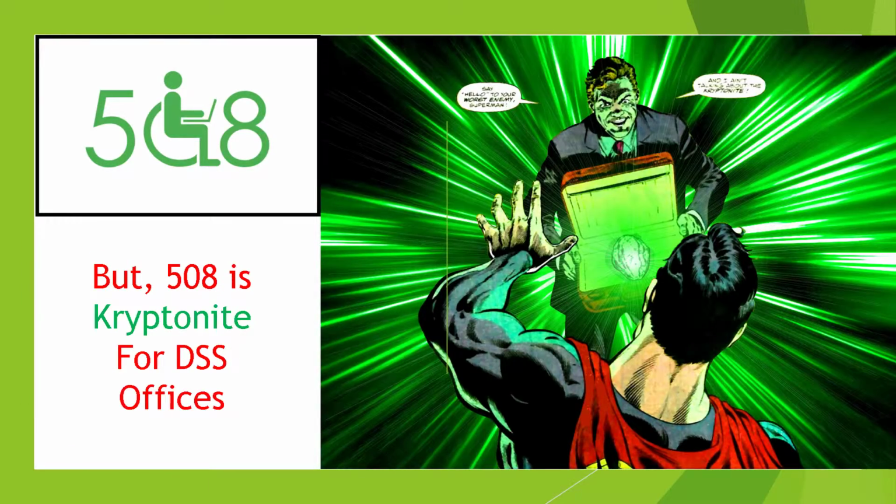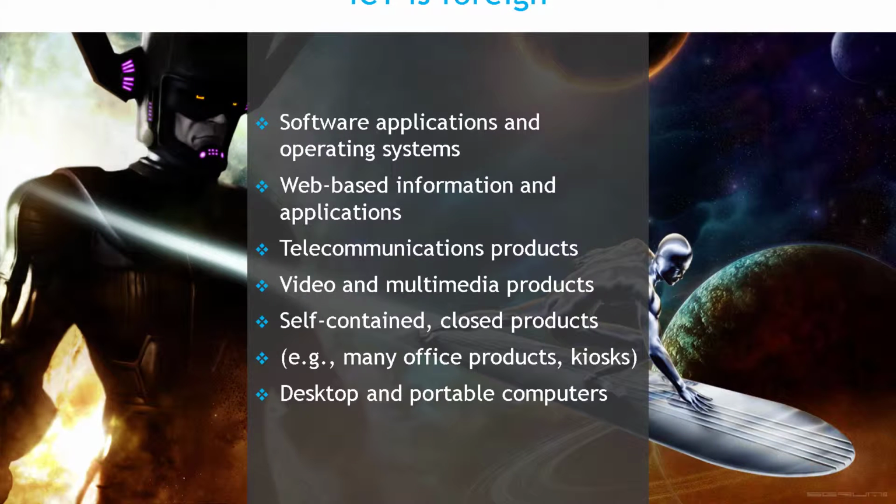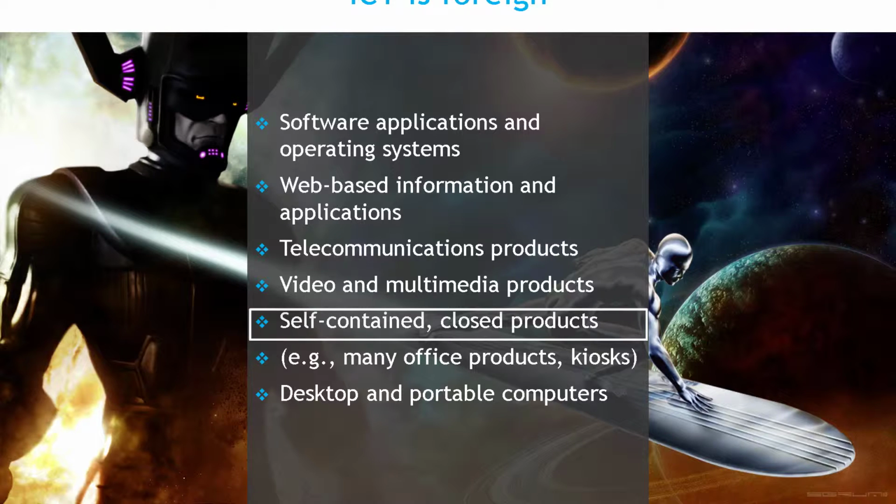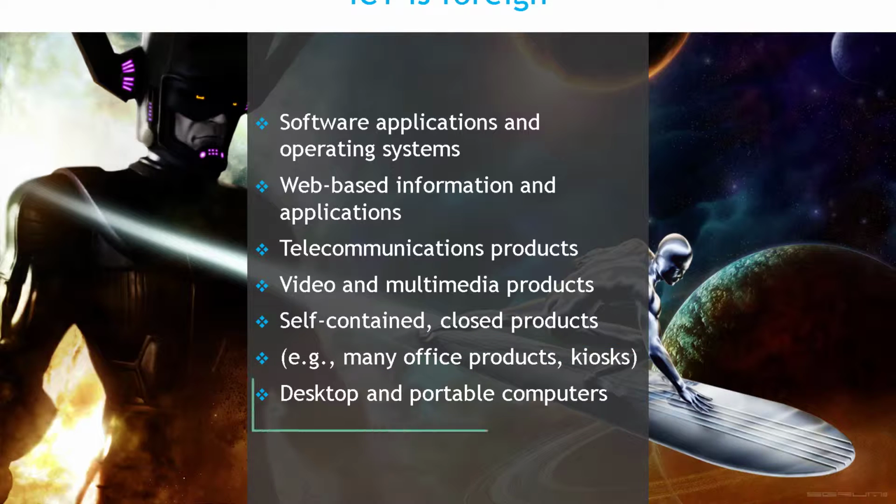508 categories for products that should be accessible from the beginning, not something that you will have to adapt. Can you identify these products on your campus? And we're talking about software applications and operating systems, web-based information and applications, telecommunication products, video and multimedia products, self-contained and closed products, and office products that you wouldn't consider, like kiosks, and finally, desktop and portable computers.